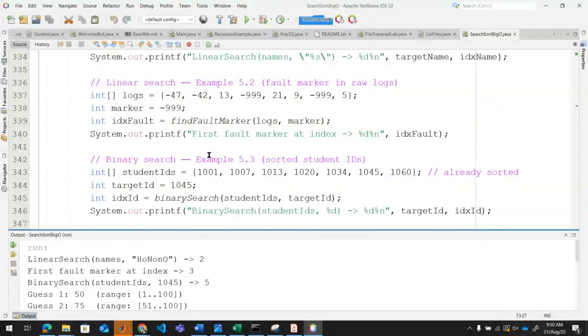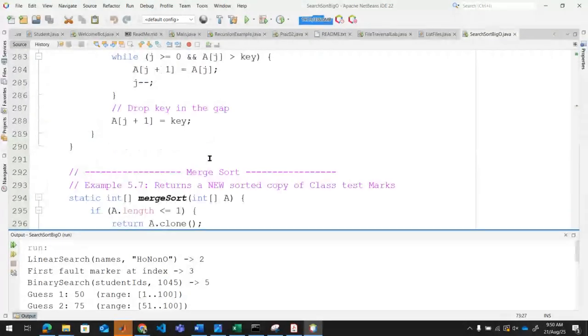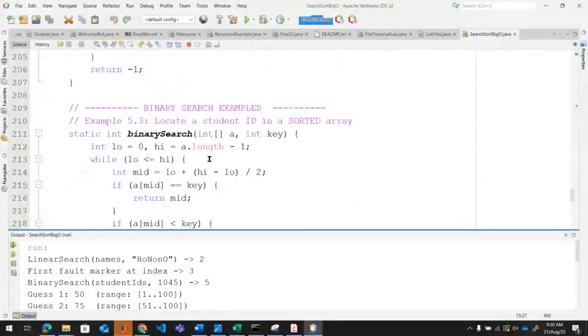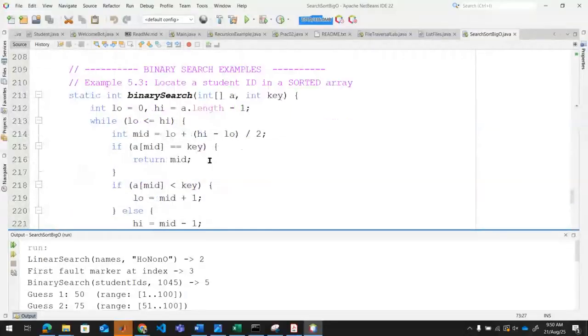and go to binary search. Let's see. So in the binary search example, we have to locate a student's ID in a sorted array. So in this case, we have a while loop that takes in our low and high. If you remember the algorithm we showed earlier, we set low and high to 0 and the length of a -1. And that's exactly what's happening here, which is 0 and length of a -1.